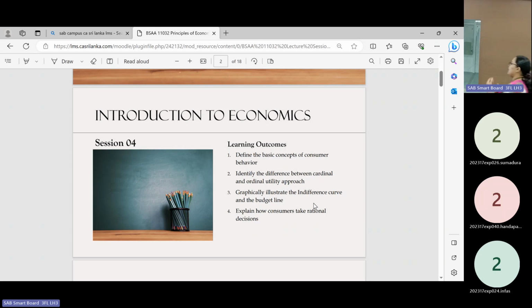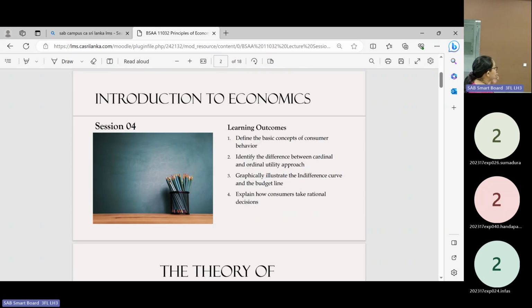We will try to cover as much as possible the basic concepts of consumer behavior, and the difference between the cardinal and ordinal utility approach. It's a little technical. If it's the first time you're hearing it, I will teach you. Then you will have to know how to draw the graphs for something called an indifference curve and a budget line. We will draw them. Then you have to explain finally how the rational consumer will take a decision about their satisfaction.